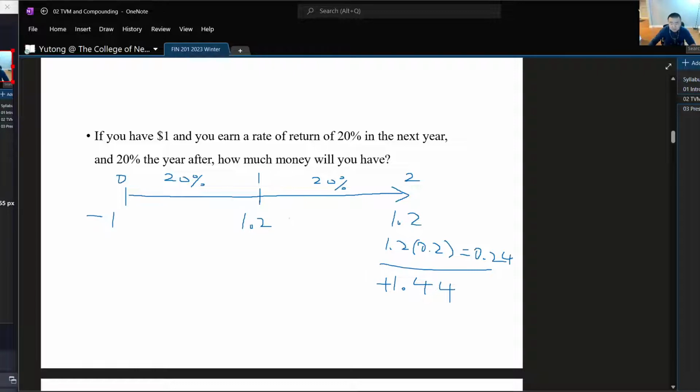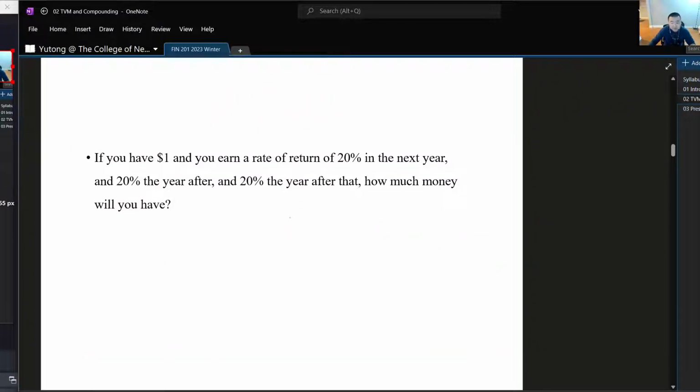Okay, so let's look at the next one. If you have $1 and you earn a return of 20% next year, 20% the year after, and 20% after that, then how much money are you going to have? So we have a timeline again. We're going to have 0, 1, 2, and 3. We do not have 3 time points, we have 4 time points. So we have 20% in the first year, 20% in the second year, and 20% in the third year. So what are we doing? We can still do the same thing.